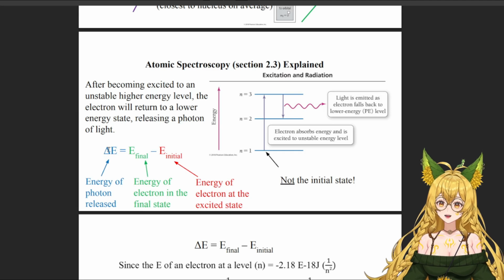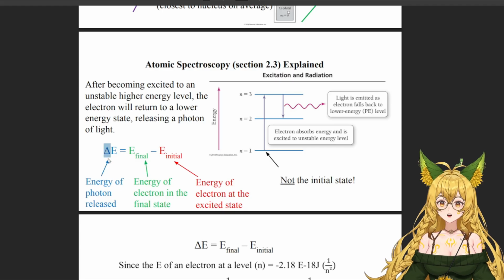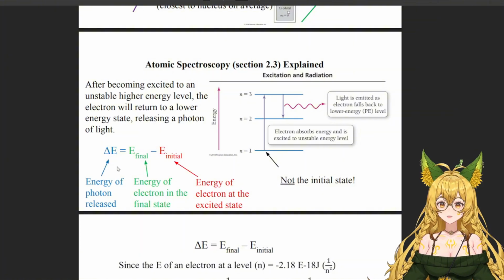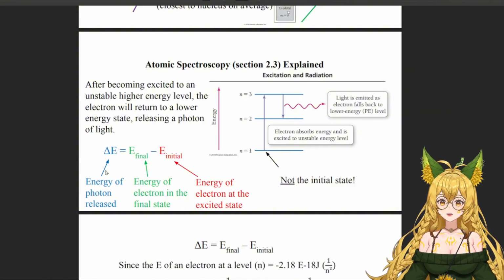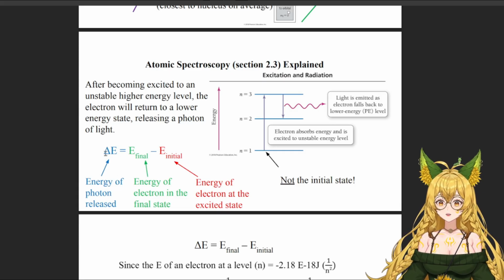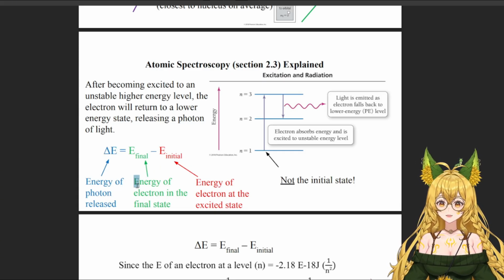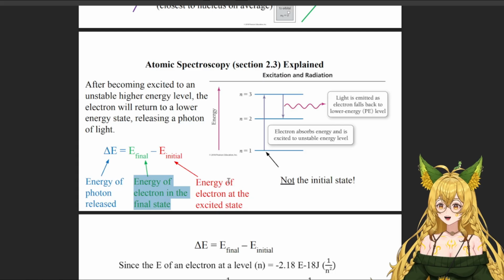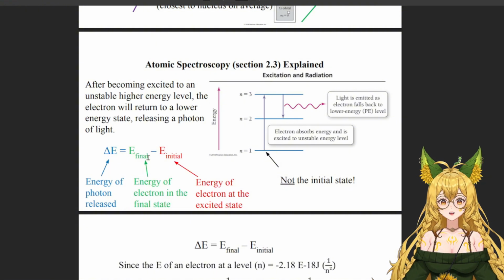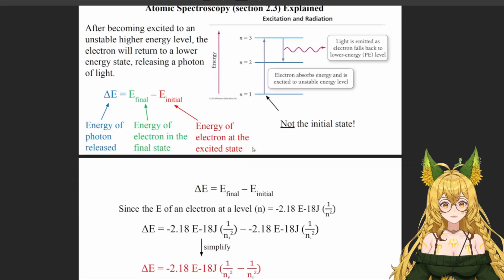So here we have a little equation. This is very important. We have delta E, which is change. Whenever you see delta, that means change. It's just a shorthand word for it. So delta E is the change, or the energy of the photon released. It's the change in energy. And the change in energy is going to be the final of something minus the initial of something. So in this case, it's the energy of the electron in the final state minus the energy of the electron at the excited state. It's final minus initial because usually final is going to be larger than initial, so we don't have those negative numbers, right?